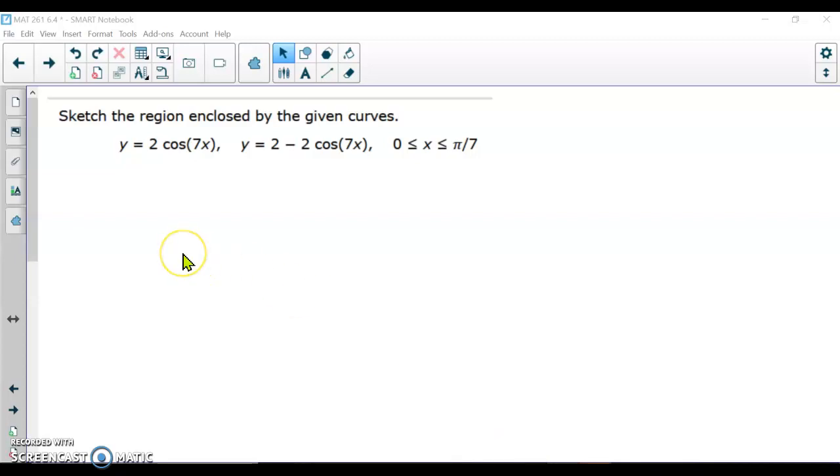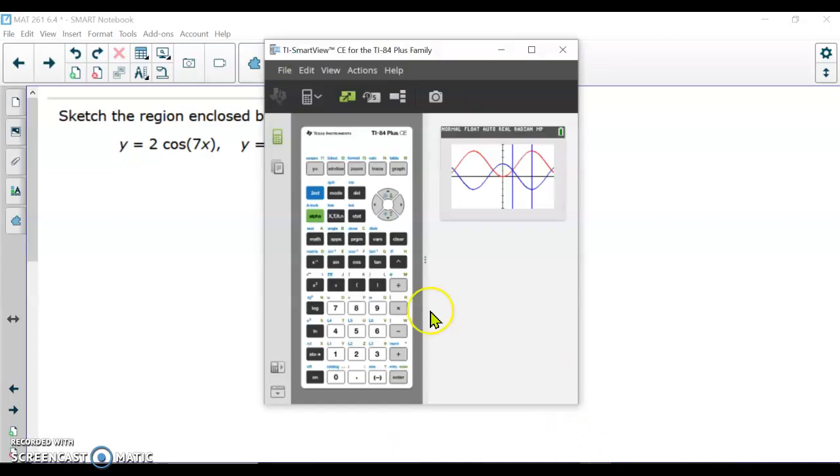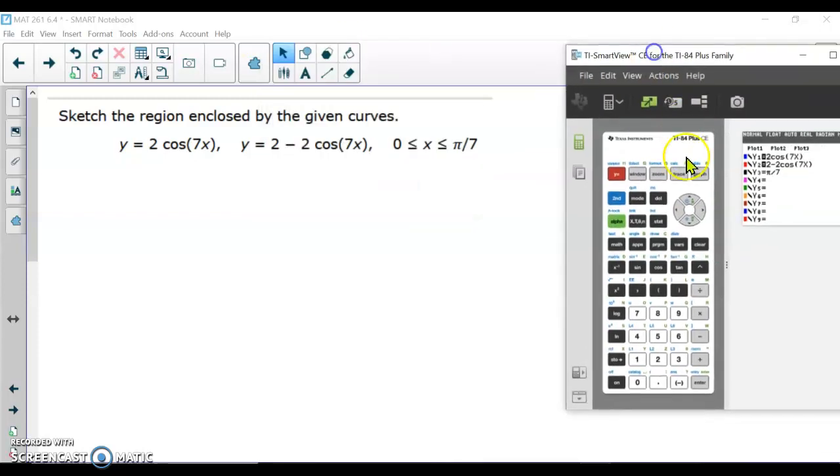Okay, so in this problem, we're going to sketch the region enclosed by the curves, and we'll find its area. So let's start. Make sure my settings are good. Let's see. All right. So you should have these in y equals, right?